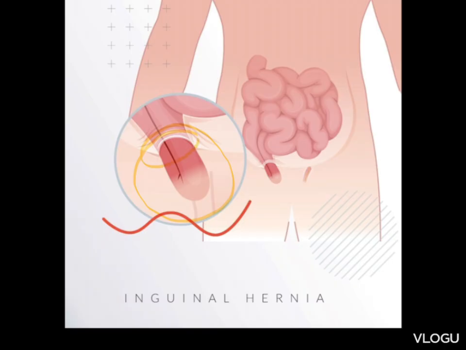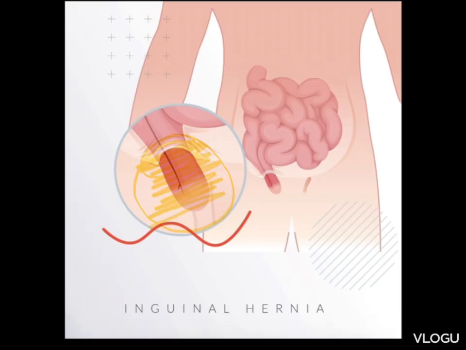Let's start with the most important question: what is a hernia? First of all, you can see here this picture, where something is protruding outside. A hernia is the abnormal protrusion of a viscus or part of a viscus through a normal or abnormal weakness in the wall of its containing cavity.